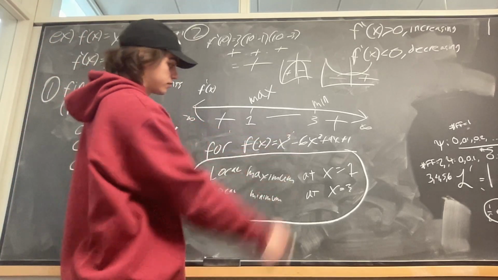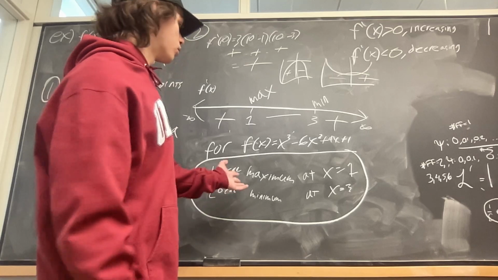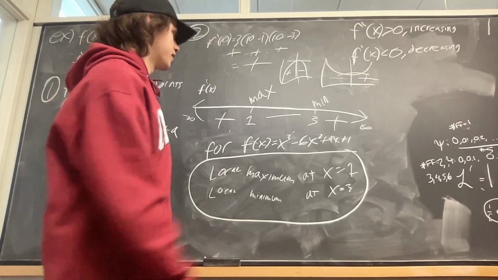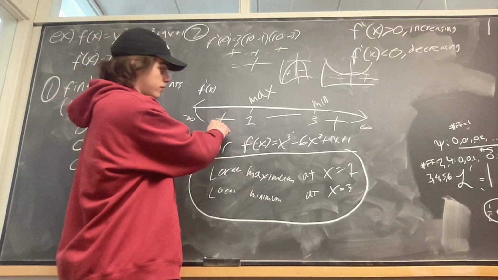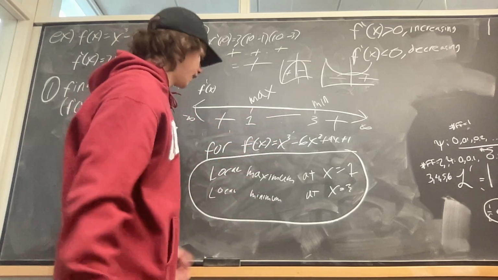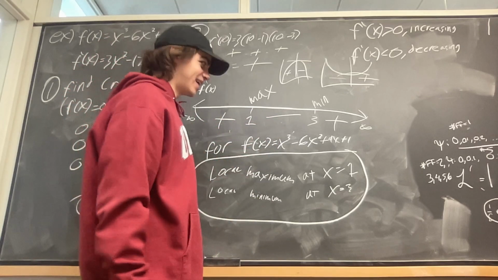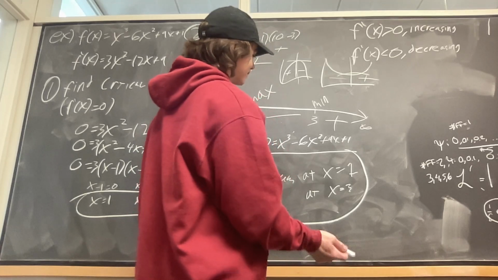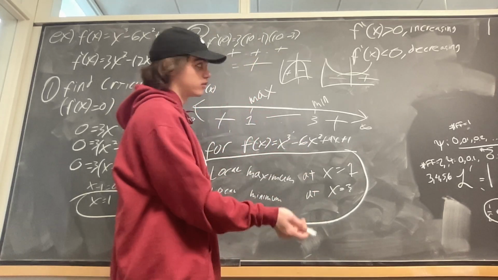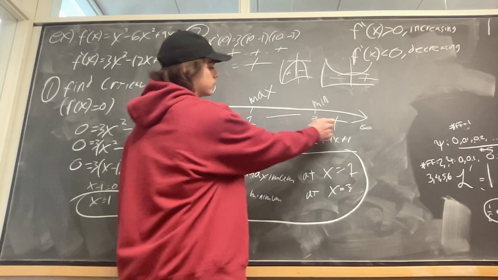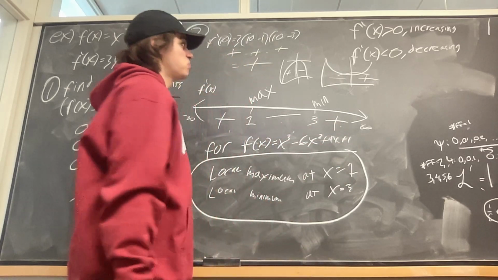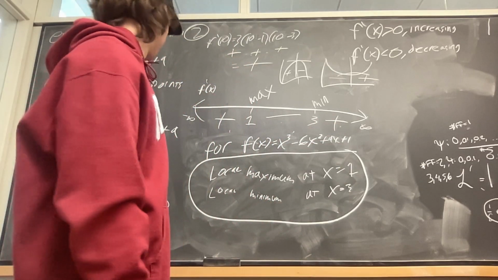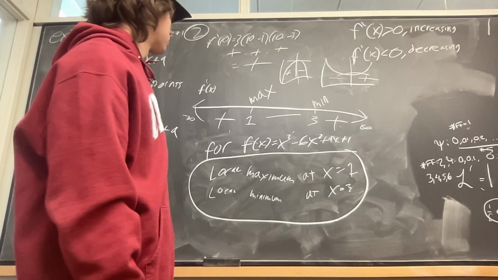For our function f of x, we have a local maximum at x equals one because the derivative went from positive to negative, and we have a local minimum at x equals three because the derivative of the function goes from negative to positive. And yeah, that's pretty much it.